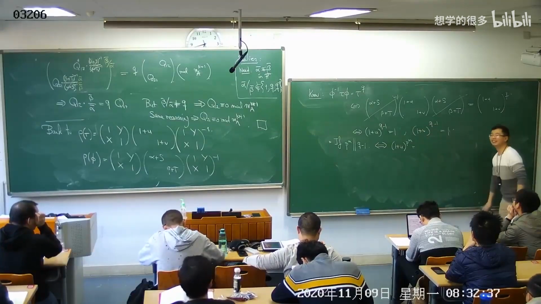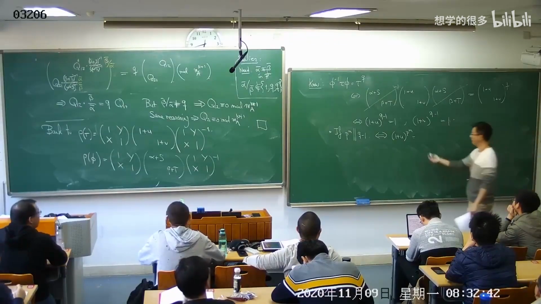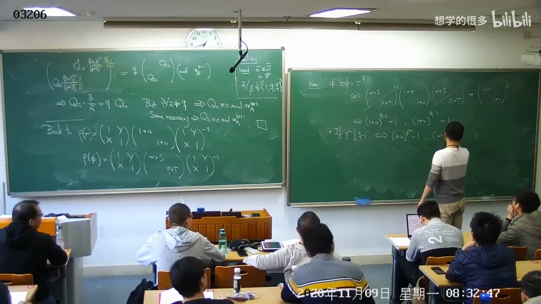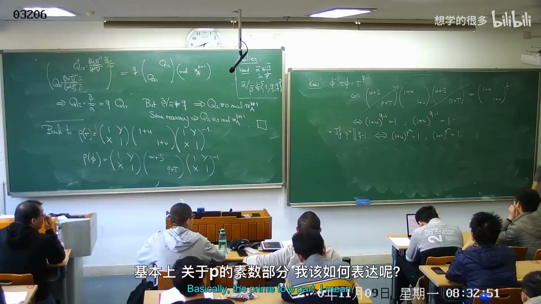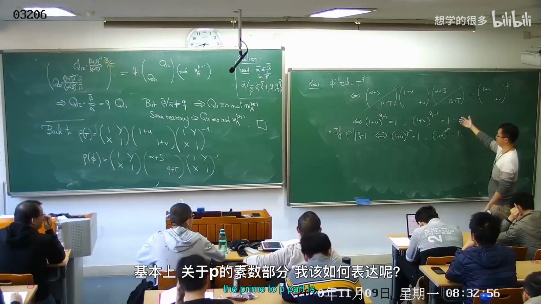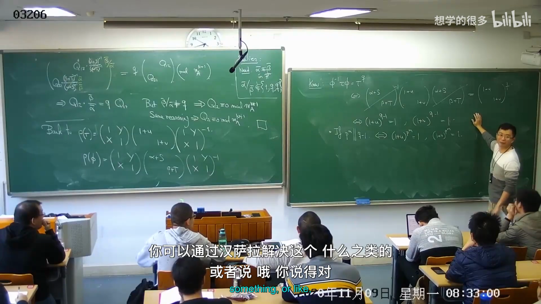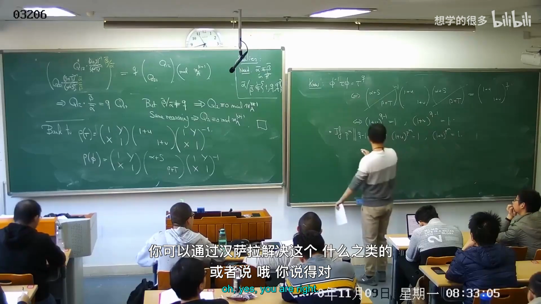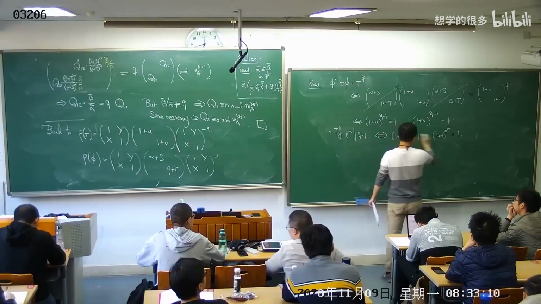So this will be equivalent to this being 1 and this being 1. Basically, the prime to p part, how should I put this? You could solve this by Hensel lemma or something. Yes, you are right. Thank you, L. My bad.